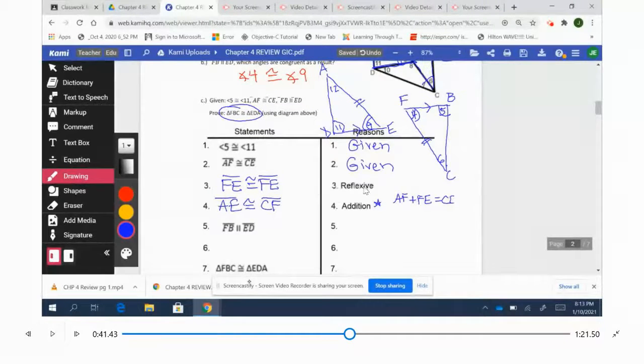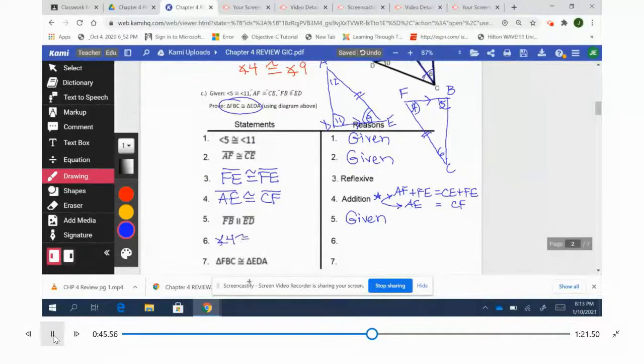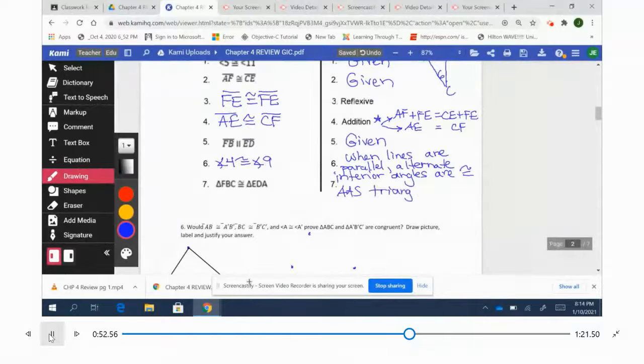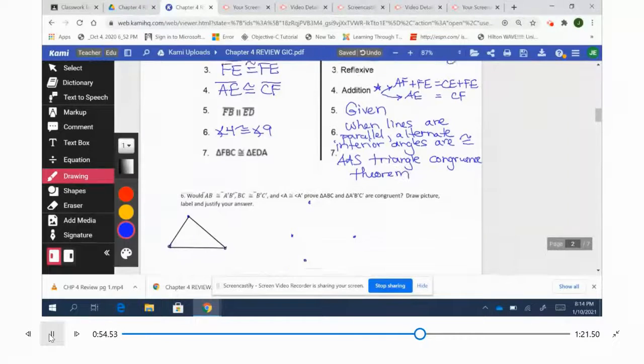So basically what I'm doing is I'm explaining that the AF plus FE is equal in length to CE plus FE. Okay, then we go to the parallels is given. Angle 4 congruent to angle 9, alternate interior angles theorem. So I'm writing that out. And 7 is angle, side, angle triangle congruence theorem.